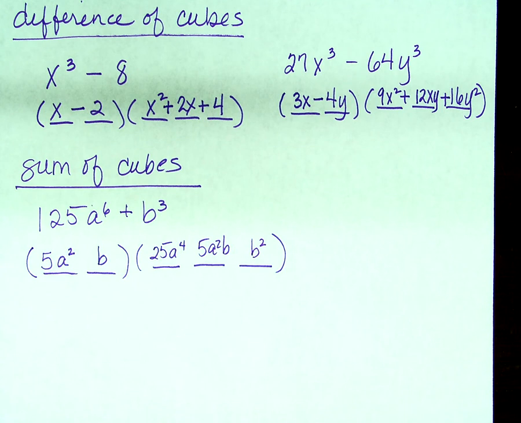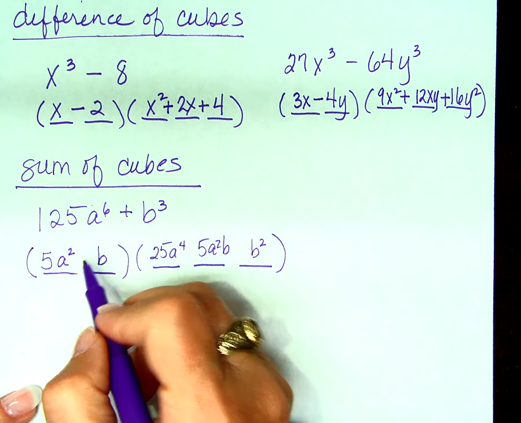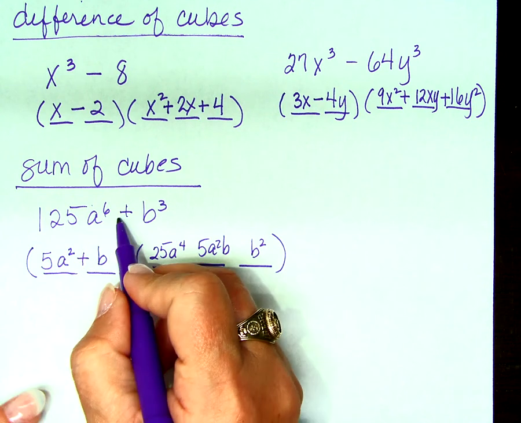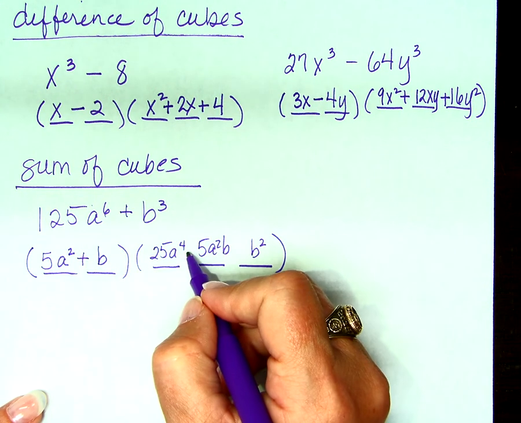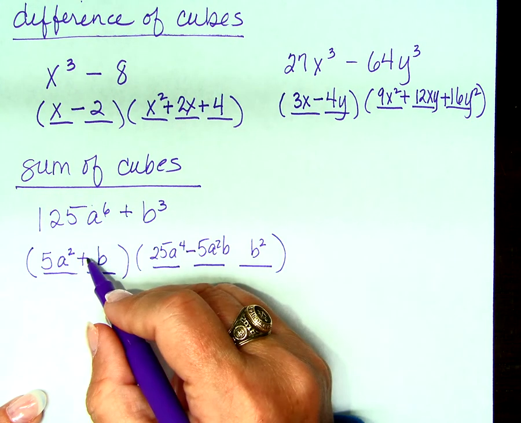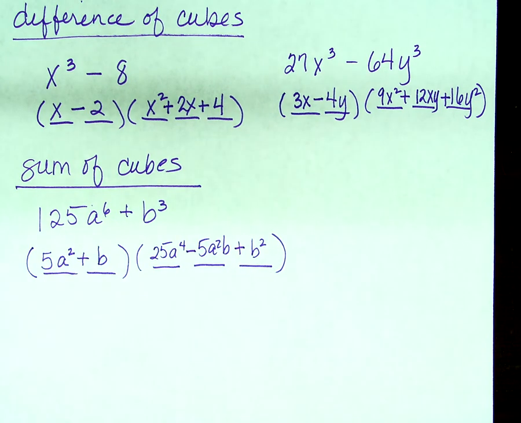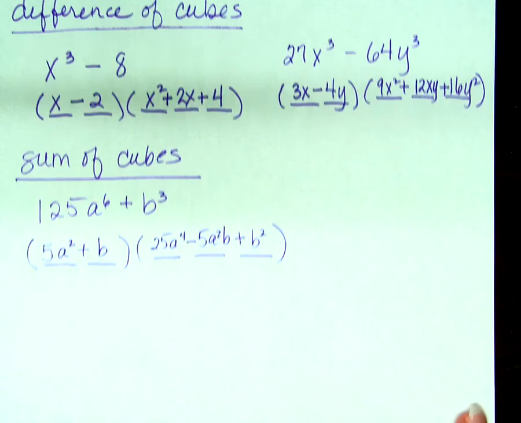Signs? Why is this one plus? It's the one from the problem. What's the next one? Negative, because it's opposite of the first one. And then the last one? Positive. It's always plus. Good. Got it? All right, so that's 4 ways. You ready for the last one?